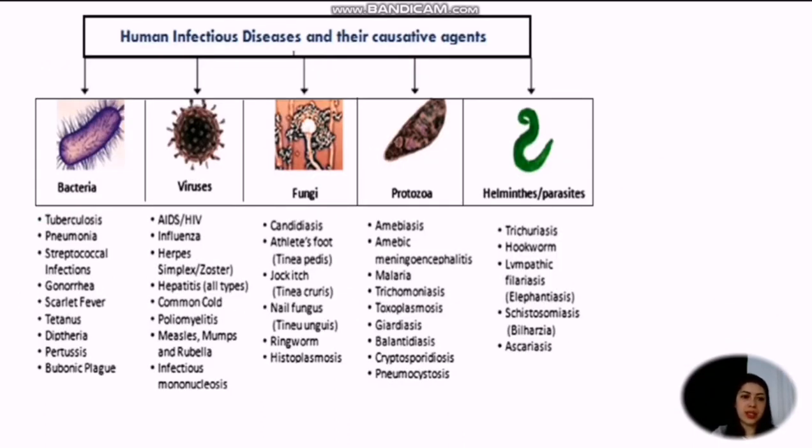In this picture, you can see several types of causes of human infectious disease, such as bacteria, for example, the cause of tuberculosis, pneumonia, streptococcal infection, diphtheria, tetanus, scarlet fever, and so on. And the viruses are the cause of influenza, herpes virus, zoster virus, measles, German measles, mumps, and rubella. And the fungi are the cause of nail fungus, ringworm, and so on.